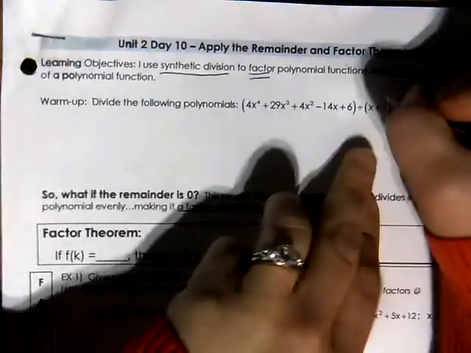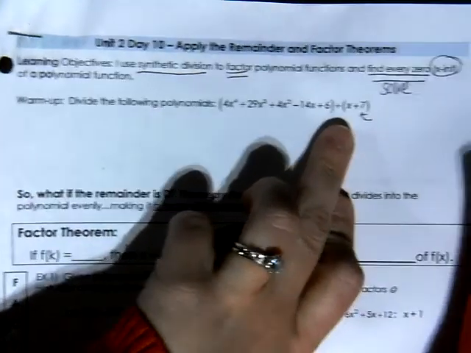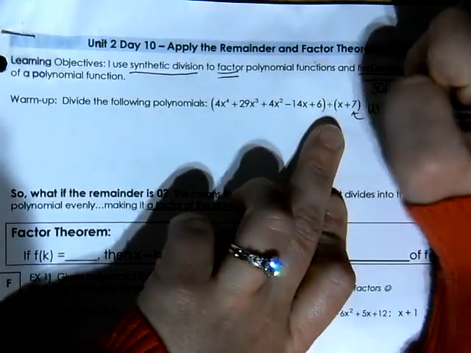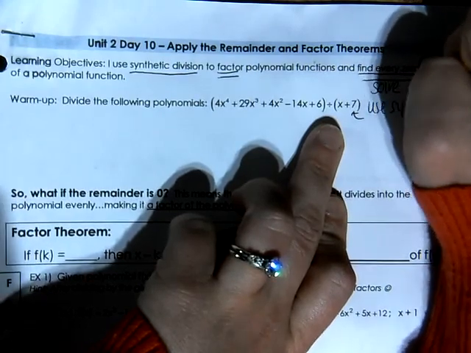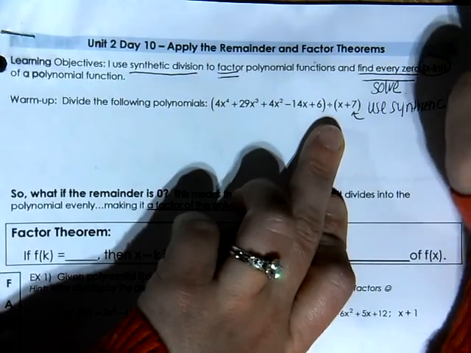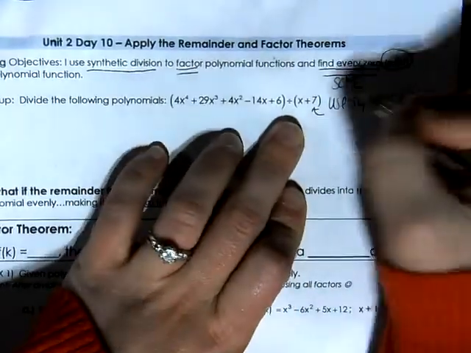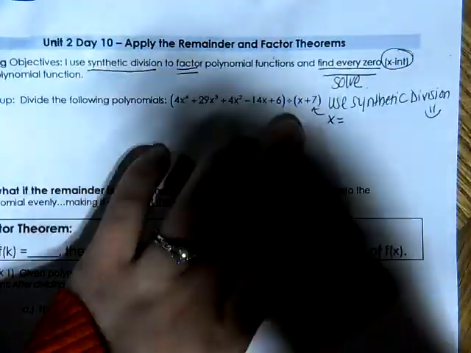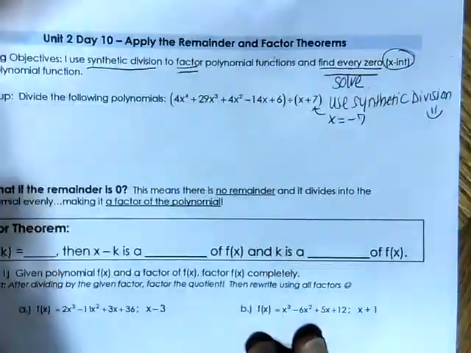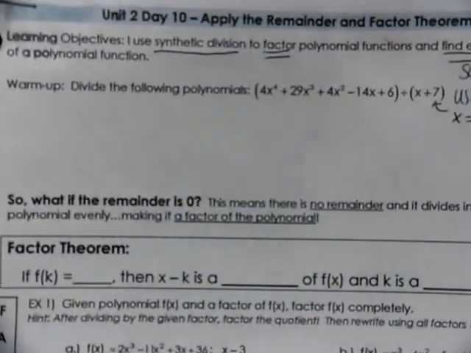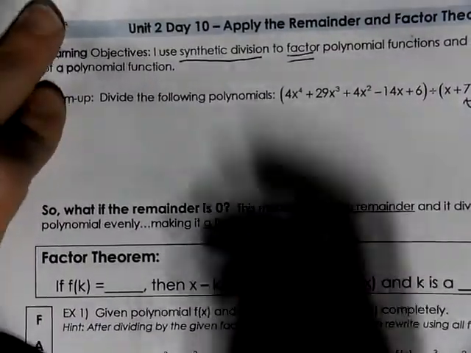All right, so hopefully you recognized that because we're dividing by a linear binomial, we get to use synthetic division, which everyone loves. And that means that we are going to be working with the zero of x equals -7 to start this problem. So we're going to put -7 inside of the little box.